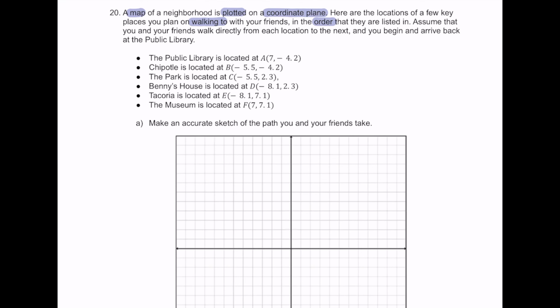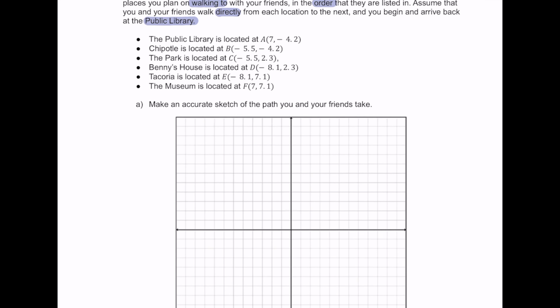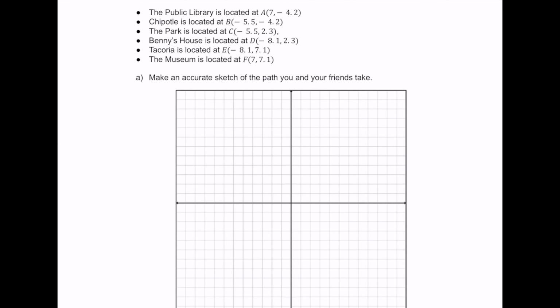Assume that you and your friends walk directly from each location to the next, and you begin and arrive back at the public library. So what we're going to do here is we have the locations of each of these places. We have the public library, we have Chipotle, we have a park, we have Benny's house, we have Taqueria, and then a museum that we're going to check out and then go back to the public library here. So let's go ahead and make a sketch here to the best of our ability.